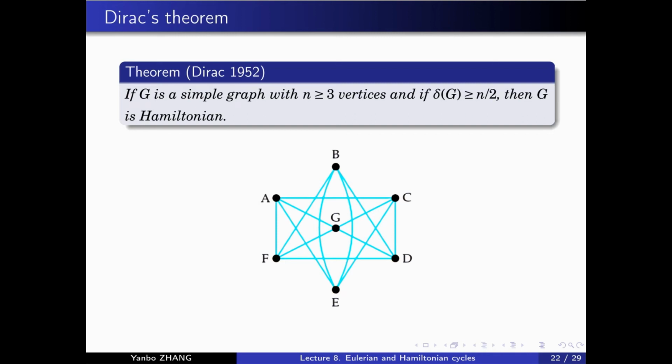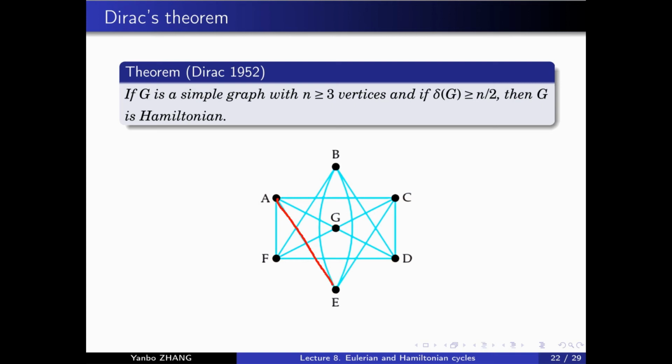This is to say, if every vertex is adjacent to at least half of the vertices, then G has a Hamilton cycle. The following graph is an example. There are 7 vertices, and this graph is a 4-regular graph. Every vertex has degree 4. From Dirac's theorem, we see that this graph is Hamiltonian.